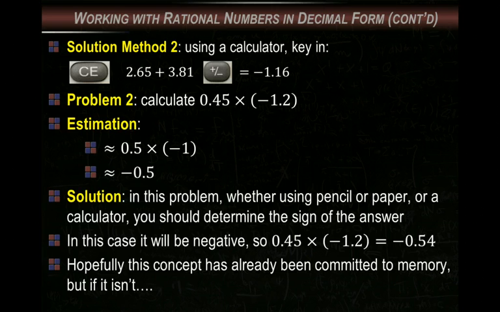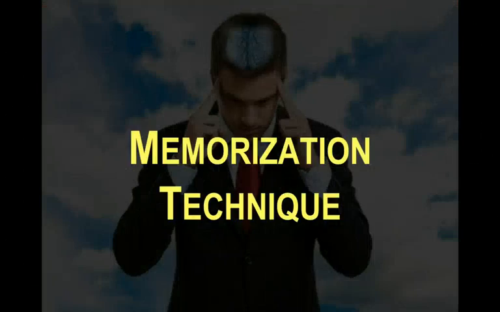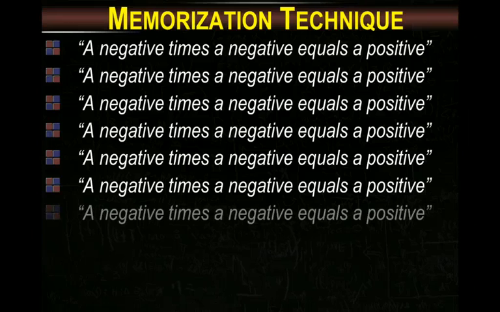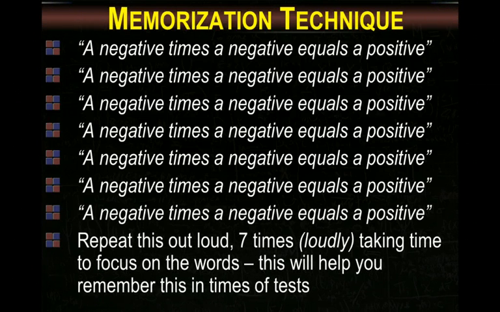Okay, so let's try something. Maybe you've had other teachers try it. Let's memorize a sentence, just one sentence. Piece of cake, right? One sentence. The sentence is: a negative times a negative equals a positive. Now, here's what I want you to do. And this is actually what's called a mnemonic memory device.